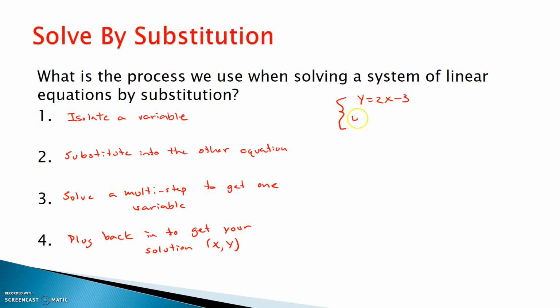So again, what that looks like: let's say I give you the system y equals 2x minus 3, and 4x plus 6y equals 11. Remember, I know what y is, so I'm going to plug it in. This is my second step where I substitute, so I end up with 4x plus 6 parentheses 2x minus 3 equals 11. And again, this is where you solve the multi-step equation. You distribute, you combine like terms, you go all the way through, and you get x equals something. Once you have your x, you substitute back into your original to get your y value. And again, your solution is x, comma, y.